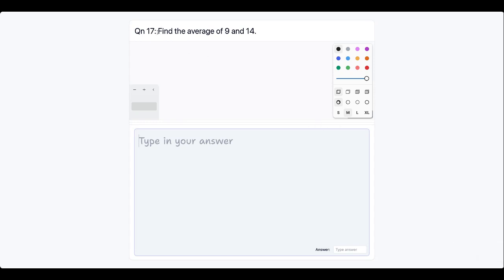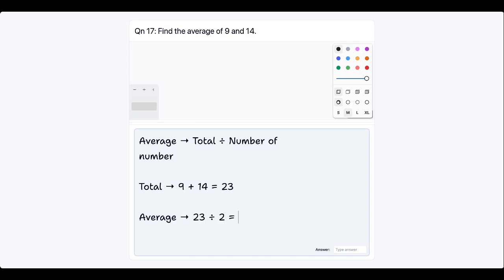Question number 17. Find the average of 9 and 14. To get the average, we need to get a total, and then we divide it by the number of numbers. So to get the total, it's 9 plus 14, which is 23. So the average is equal to 23 divided by two numbers, which is equal to 11.5. Okay, there you go. So that's the answer, 11.5.